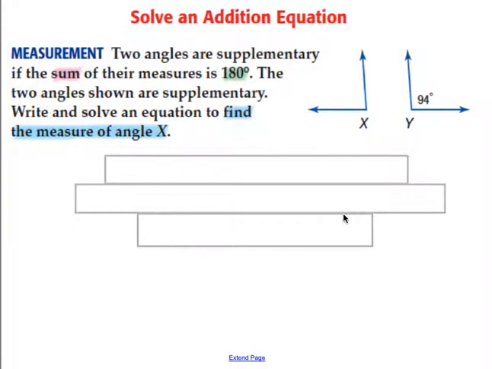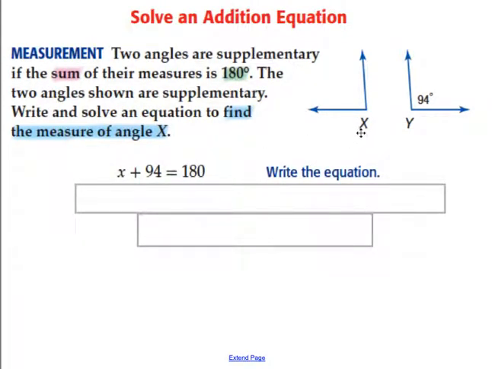So here's an addition equation that we can solve. Our problem says two angles are supplementary if the sum of their measures is 180 degrees. The two angles shown are supplementary. Write and solve an equation to find the measure of angle x. Well, it says the two angles are supplementary. Their sum is 180 degrees. Well, when we see the word sum in math, that means addition. So we're going to add those two angles. X plus y, and in this case y is 94. So x plus 94 equals 180 degrees.